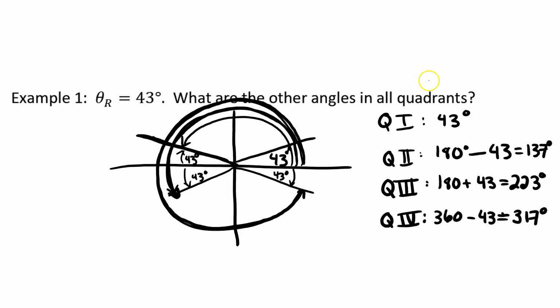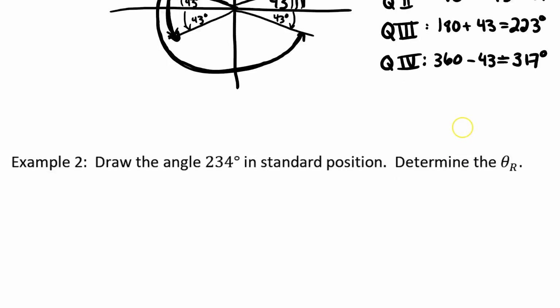So I've just answered all my questions. What are the angles in all the other quadrants? Well, it's going to be 43, 137, 223, and 317. Let's move on to this next question here.